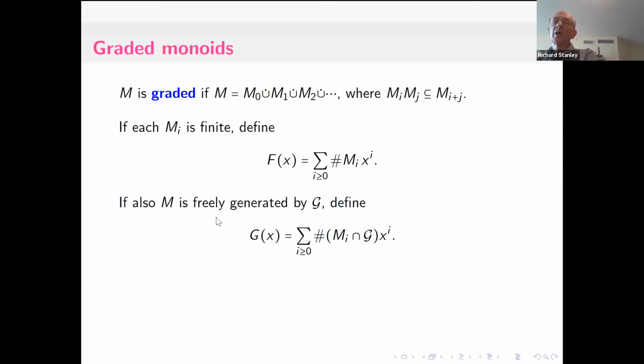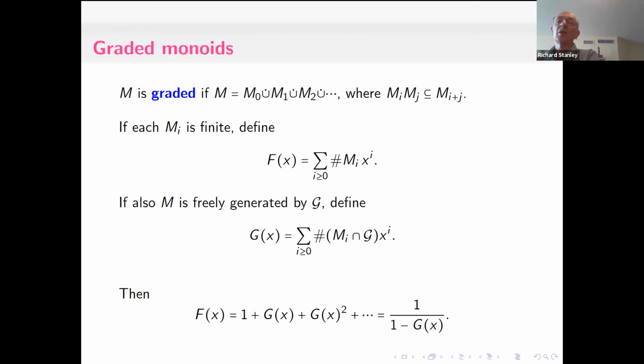If M is freely generated by script G, then we'll let G of x be the generating function for the lengths of the generators. So it's the sum over all i of the number of generators of length i times x to the i. Well, if monoids are freely generated, then there's a very nice way to go from the number of generators to the total number of words of length i. Namely, G of x to the nth power is going to count the number of words of length n.